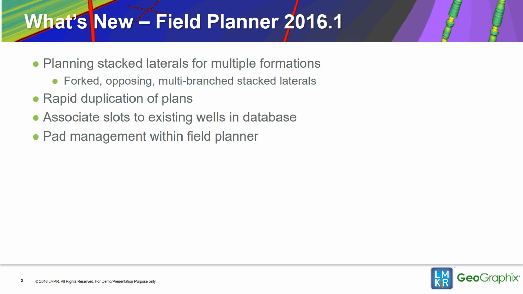So what's new in Field Planner 2016.1? A lot of things actually. First of all, we were able to plan stacked laterals for multiple formations. This includes using the forked configurations, the opposing configurations, and the multi-branched stacked laterals.